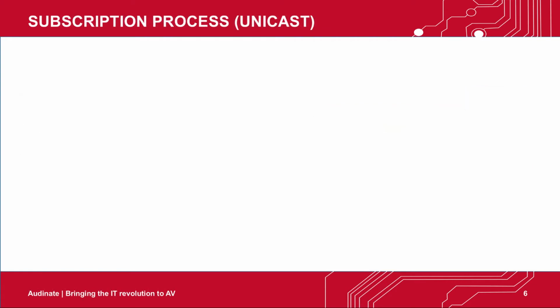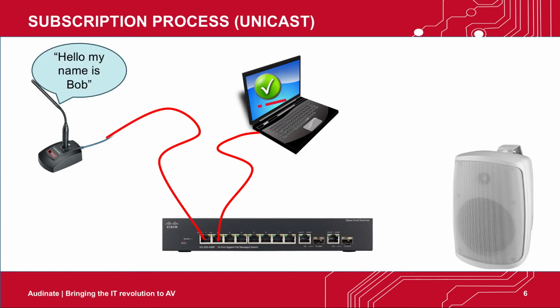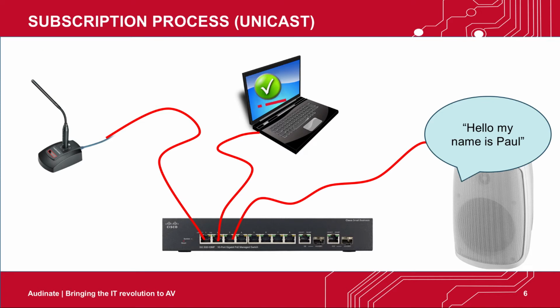Now that we have identified resource requirements for a Dante network, let's look at how the subscription process works in Dante. You plug a laptop into the switch. Then you plug a microphone into the switch. The microphone announces itself. Dante controller hears this announcement and populates its routing page. Now you plug a speaker into the switch. The speaker announces itself. Dante controller hears this announcement and populates the routing page.